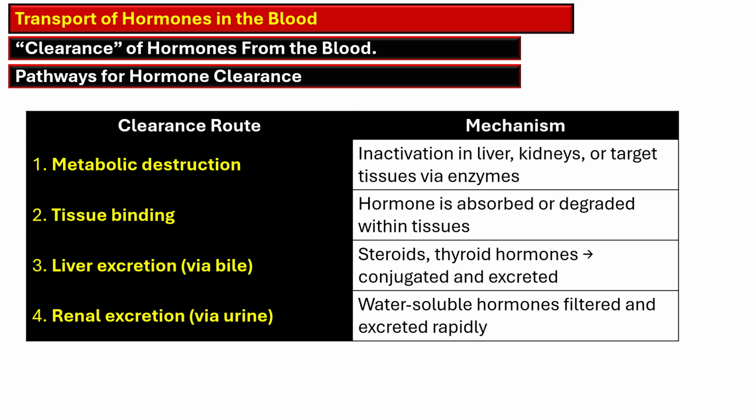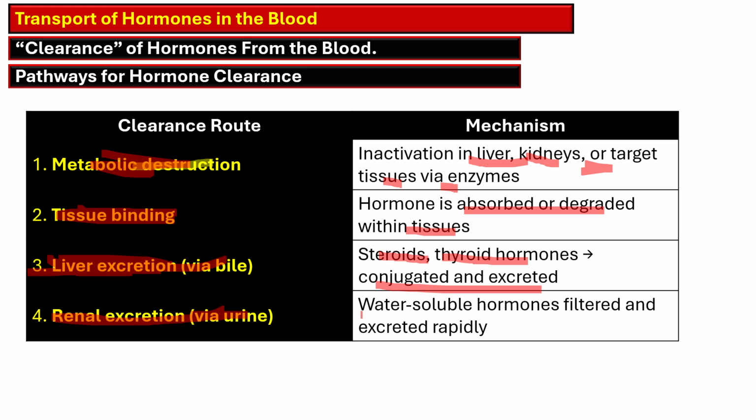So the major pathways of clearance of the hormone are metabolic destruction, which is inactivation in the liver, kidney or target tissue via enzymes; binding with the tissue, where the hormone is absorbed or degraded within the tissue; excretion via bile, such as steroid hormones and thyroid hormones that are conjugated and excreted; or renal excretion of the hormone. Water soluble hormones are filtered and excreted rapidly.